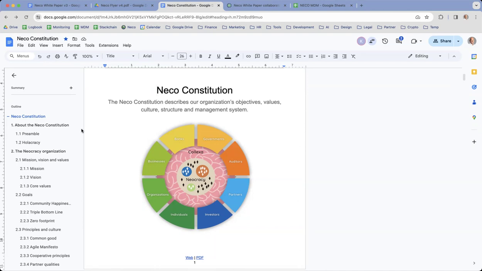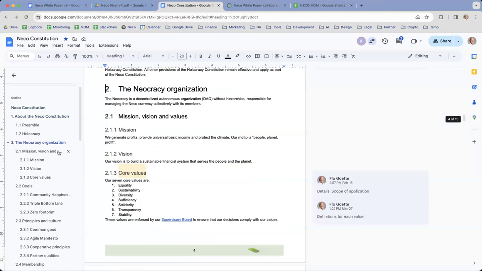It describes, first of all, the mission, vision, and values, like in the white paper, for our organization, to enshrine these values in our constitution, making sure that all our decisions and actions are aligned with these values. And we also put in the structures, like the supervisory board, that is responsible for enforcing these values within our organization.